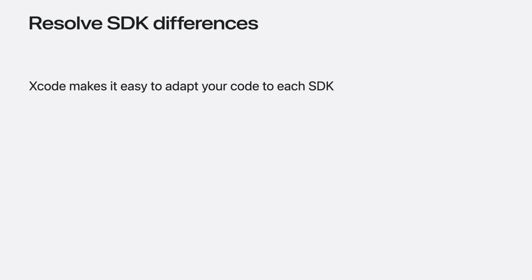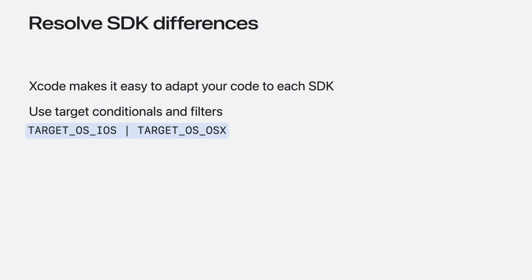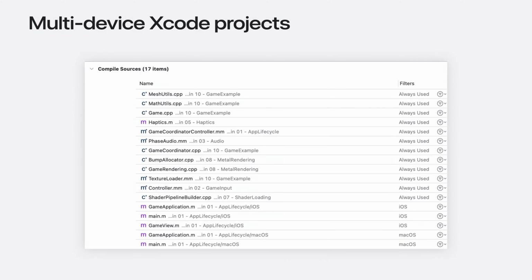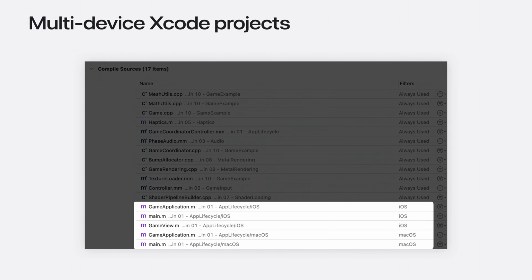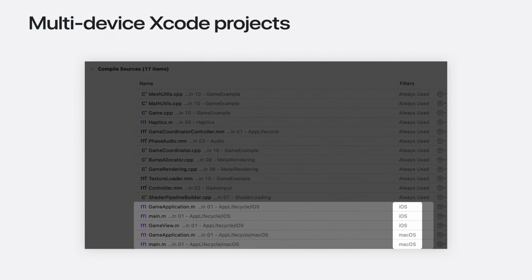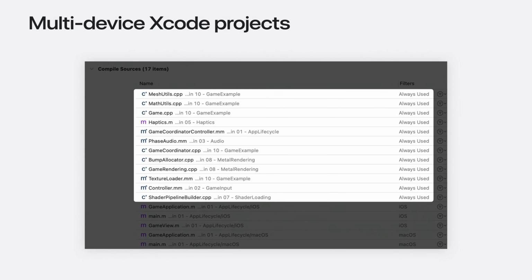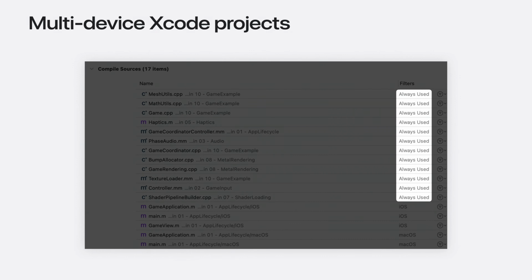When necessary, Xcode makes it easy to differentiate some elements like libraries, frameworks, and parts of code depending on the target. Target conditionals for iOS and macOS help you compile parts of your files for one OS or the other. Taking it further, your project may also contain whole files tailor-made for just one of the targets. For instance, app lifecycle files may be separate for macOS and iOS. In this case, Xcode lets you use filters to specify files for a specific target based on the SDK. For your many shared files, however, just stick to an always use filter to use them everywhere.